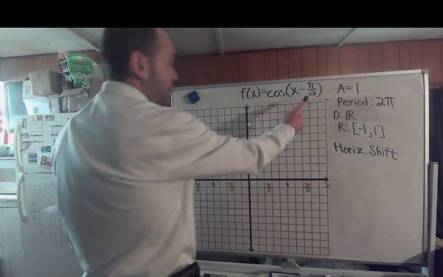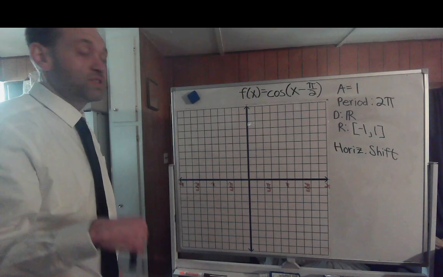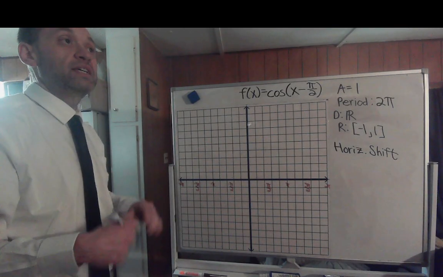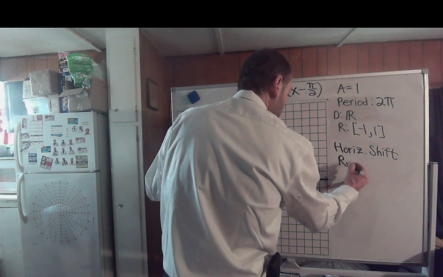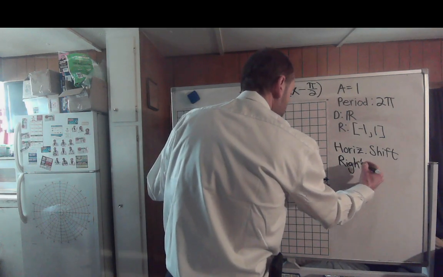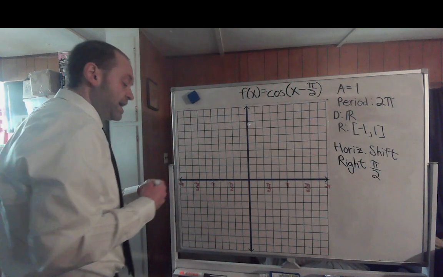But you do have a quantity in the parentheses. That x minus pi over 2, set that equal to 0, you'll get x equals positive pi over 2. So this time you have a horizontal shift right pi over 2 units. So let's see what happens here.